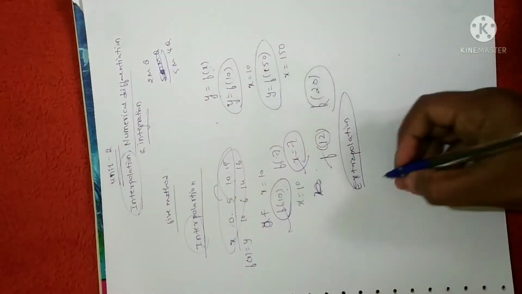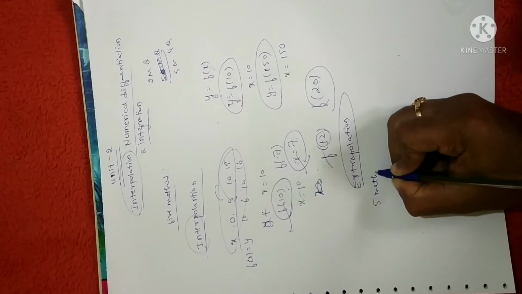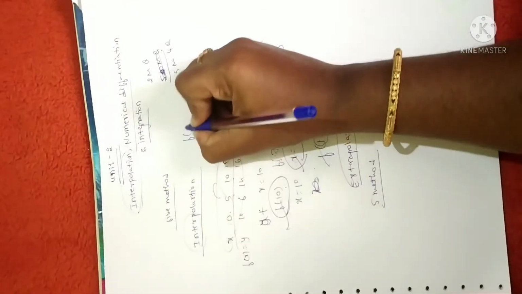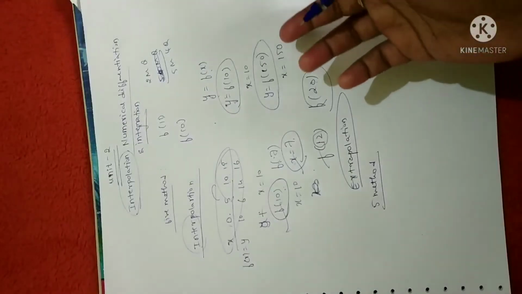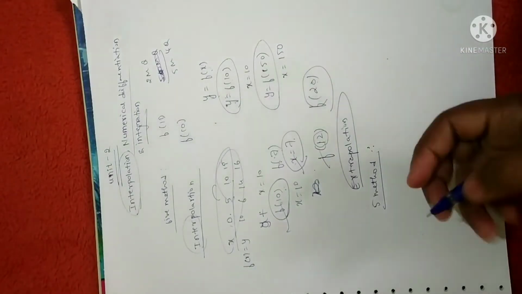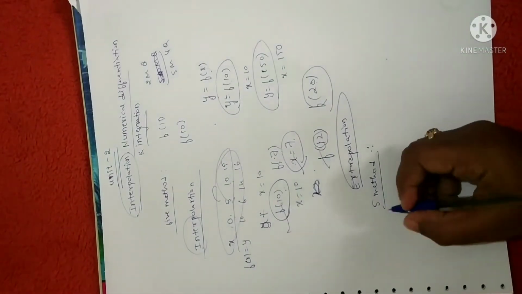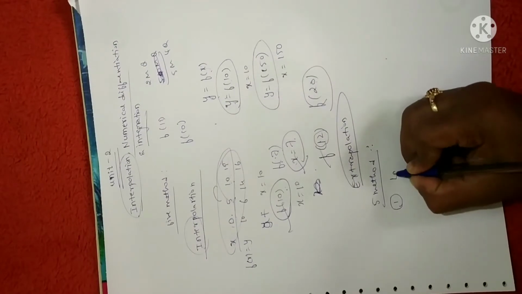Now we have mainly 5 methods to find the value of a given function. Something like find the value at f of 10, f of 11, f of 60, f of 50, something like that. So we have totally 5 methods to find the value of a given function. First method is Lagrange interpolation method.